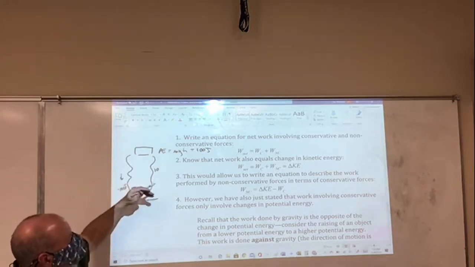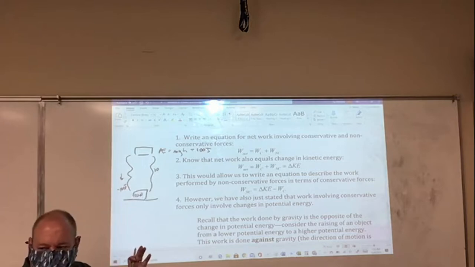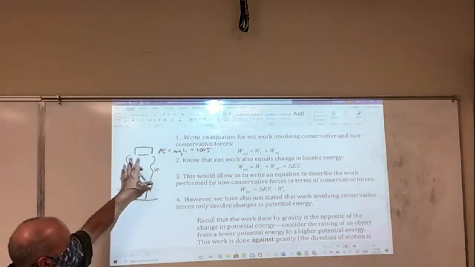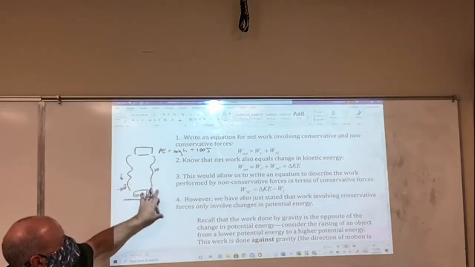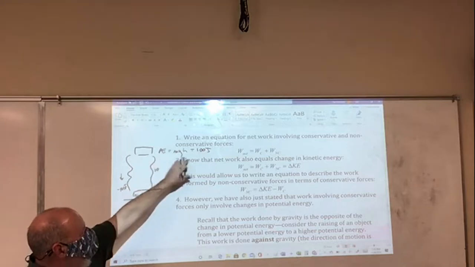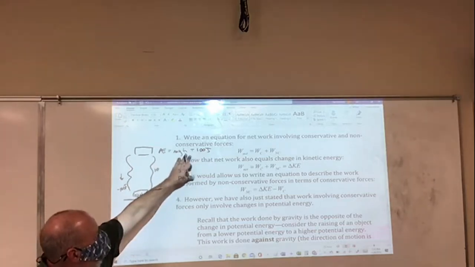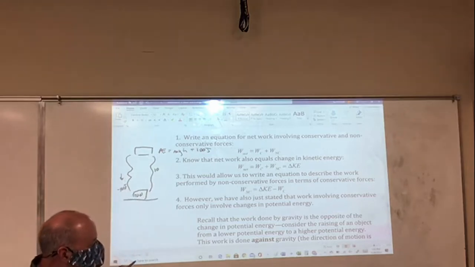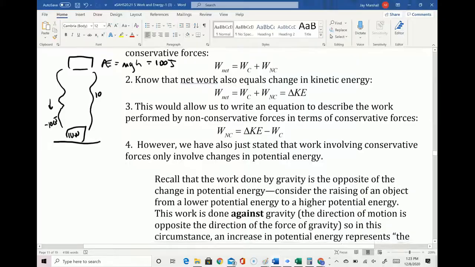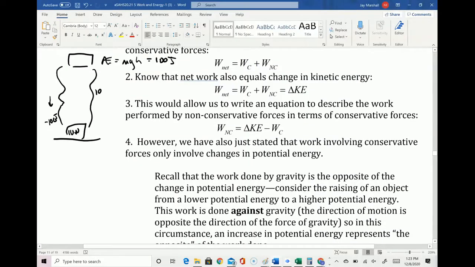And so this is when I get confused, and I get confused about this a lot because this is a really difficult concept. When I get confused, I always go back to this scenario because it's the one that teaches me this relationship, that the change in potential energy is the opposite of the work done by gravity. Okay? So the work is done against gravity. The direction of this motion is the opposite the direction of the force of gravity.